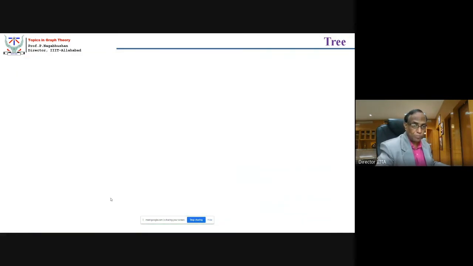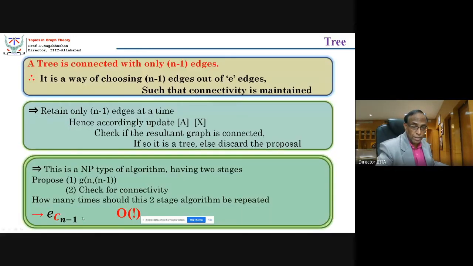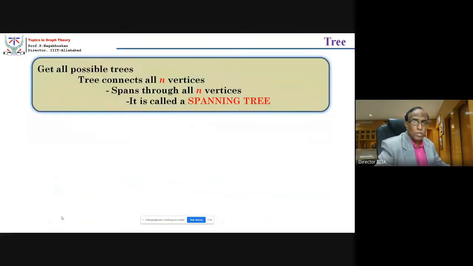Now, surely this method can give rise to all possible trees, because you are trying all different combinations of n minus 1 edges. Some of them may not be acceptable, some of them will become acceptable. All those which become acceptable will yield all possible trees. Number two, a tree connects all n vertices. In other words, it is said to span all n vertices. Therefore, a tree is called a spanning tree.